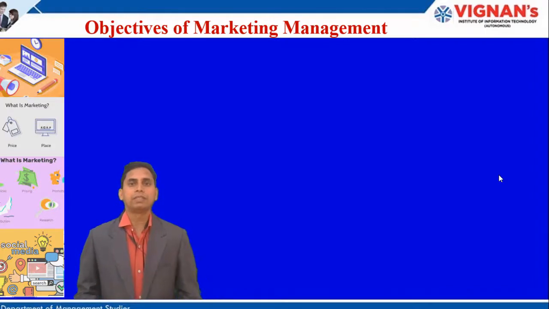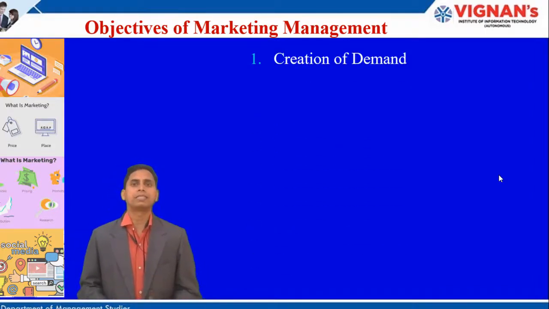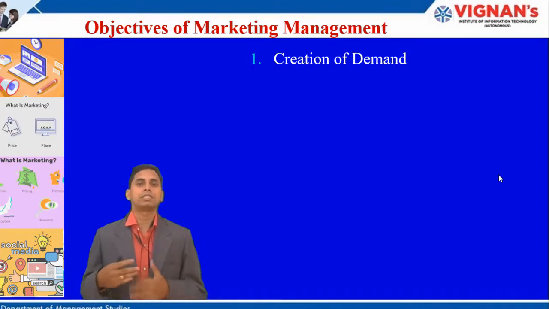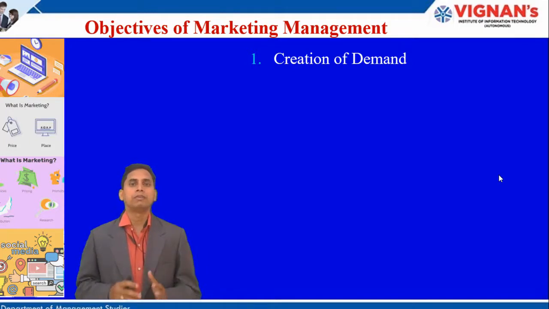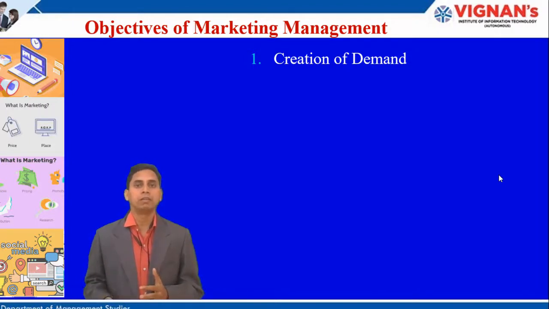Now, what are the objectives of marketing management? One of the objectives is creation of demand. Companies are supposed to create demand for their products. The department responsible for creating demand for the products and services of the organization is the marketing department. So marketing management works with the objective of creating demand for the products and services produced by the organization.